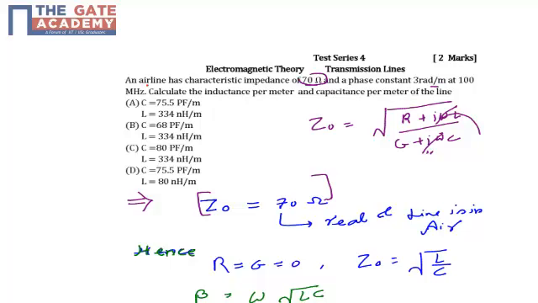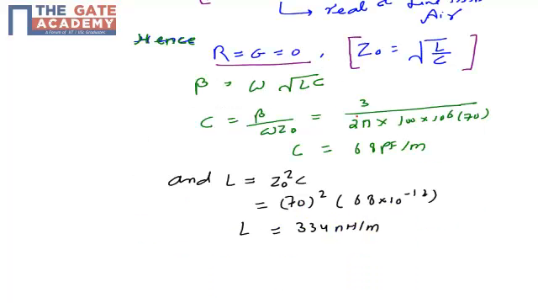Because in our case we have an air line, the air line must have 0 resistance. So in our case, R and G must be equal to 0. So the expression for my characteristic impedance is Z0 equal to the square root of L by C. And we already know that the phase constant has a relation with omega as beta equal to omega into the square root of LC. We already know the value of beta, as given in the problem.